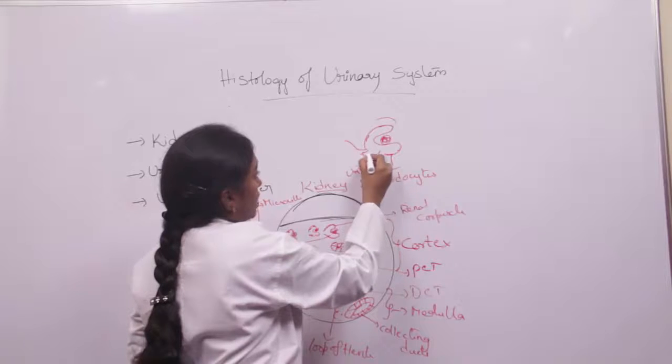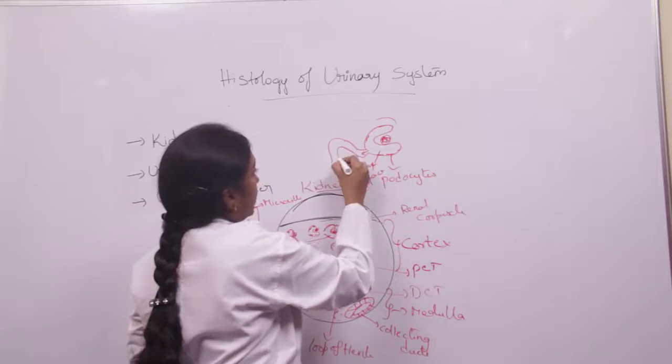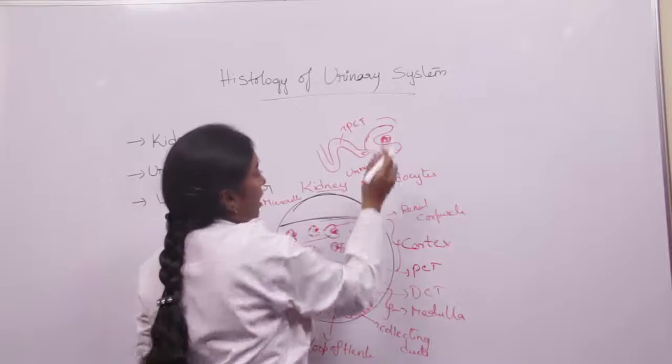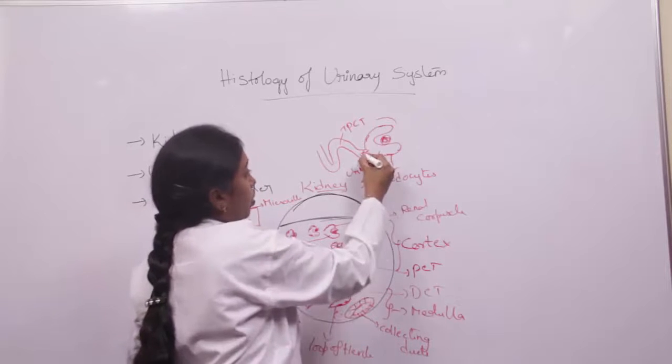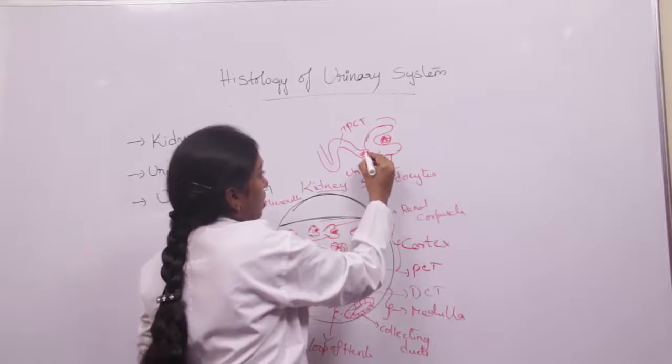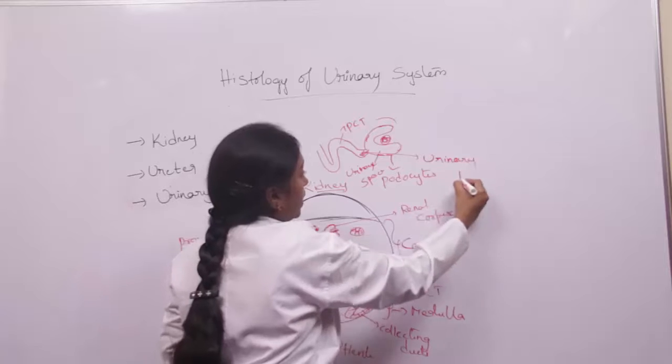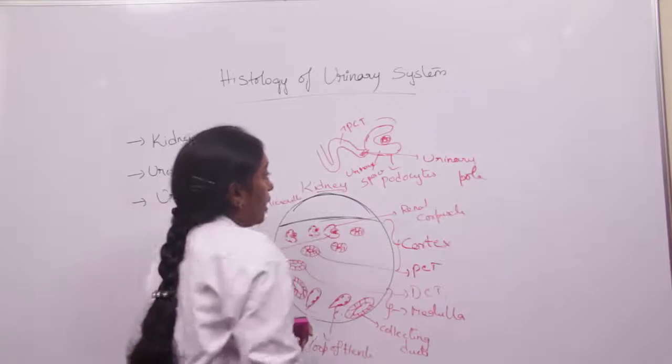It is continuous with the lumen of the proximal convoluted tubule, and this pole we call the urinary pole.